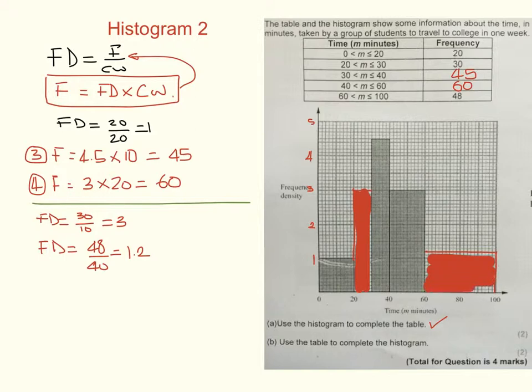Okay, lovely. And just like that, that one is done. So now we've completed the histogram. We've got our second couple of marks. Happy with that. All right.